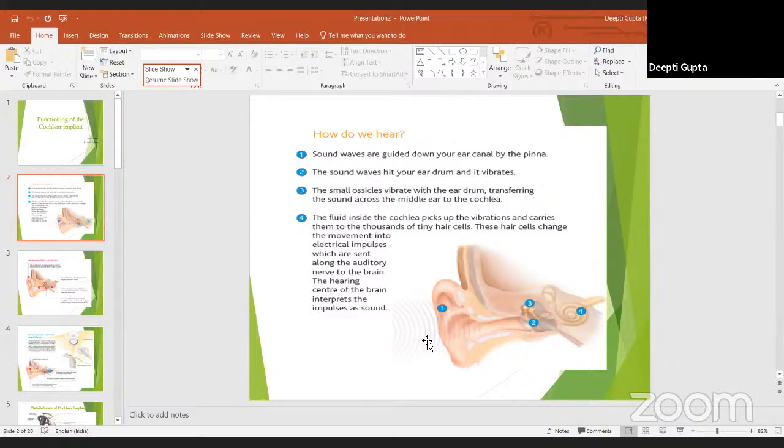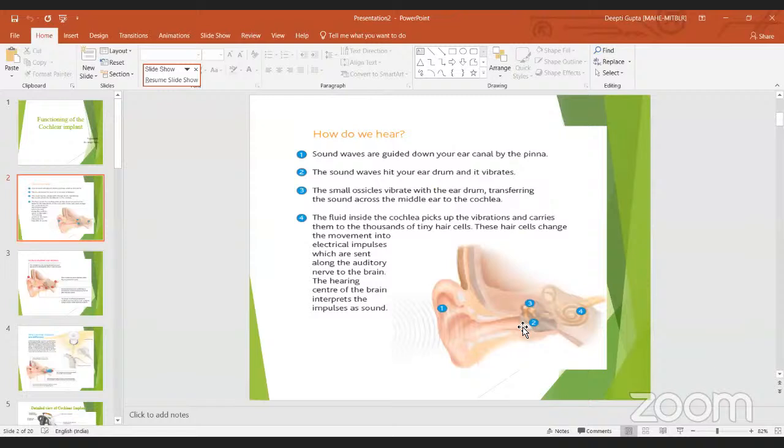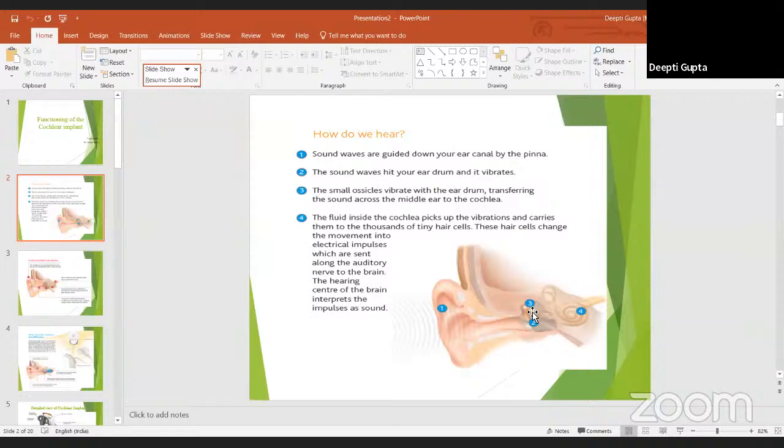The sound goes to the outer part of the ear through the ear canal and reaches the eardrum. This is the outer part. When it goes to the eardrum, the sound hits the eardrum and the eardrum gets the vibration. Through those vibrations, it reaches the middle part of the ear, where we have three bones. They get vibrated with these signals, and the vibration is converted into mechanical vibration.